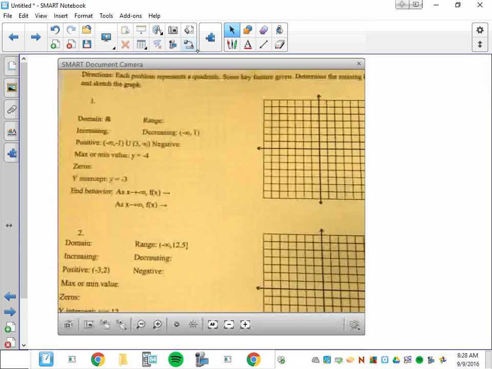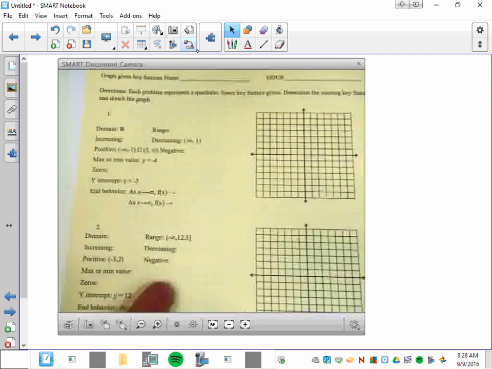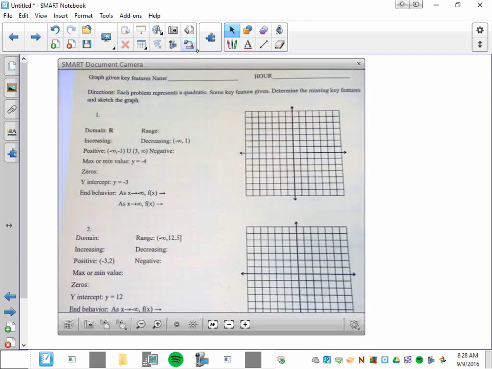So the last couple assignments dealt with finding the key features for specific graphs, quadratics mostly. This one says each problem represents a quadratic. Some key features are given. Determine the missing key features and sketch the graph. So there are a lot of things that you can describe in a quadratic. Some of them have been given, some of them have not been given. Can we take what we know and draw what we don't know?